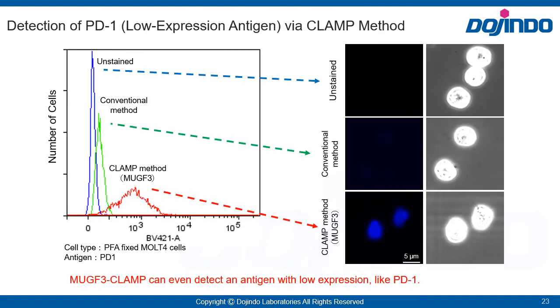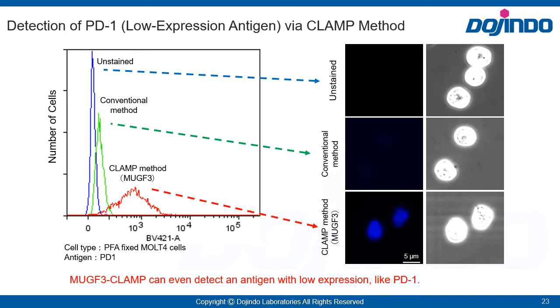In order to emphasize Mugf3's usefulness, we have another experiment here that aims to replicate a situation useful for cancer immunology. Again, we aim to detect a low expression antigen. In this case, our sample cells are PFA-fixed MOLT4 cells, and the antigen of interest is the PD-1 antigen. PD-1 is an exhaustion marker in immune cells, and PD-1 measurements are important for understanding the efficacy of immune cells.